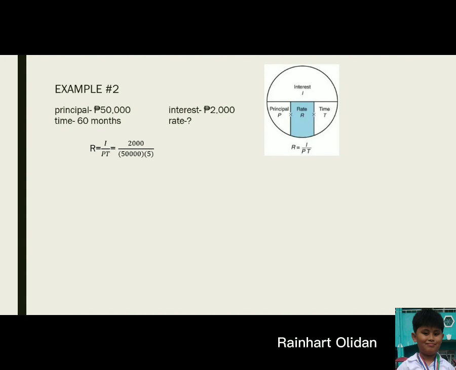Since we know now the formula, all that's left is plugging and solving the digits accordingly. With the interest at 2,000, the principal at 50,000, and time being 60 months. First, convert the months into years. Divide 60 by 12, that will give us 5 years. Then continue solving. 50,000 multiplied by 5 is 250,000. 2,000 divided by 250,000 is 0.008. Move 2 decimal places to the right to convert into percentage, and that will give us 0.8%. The charge rate is 0.8%.